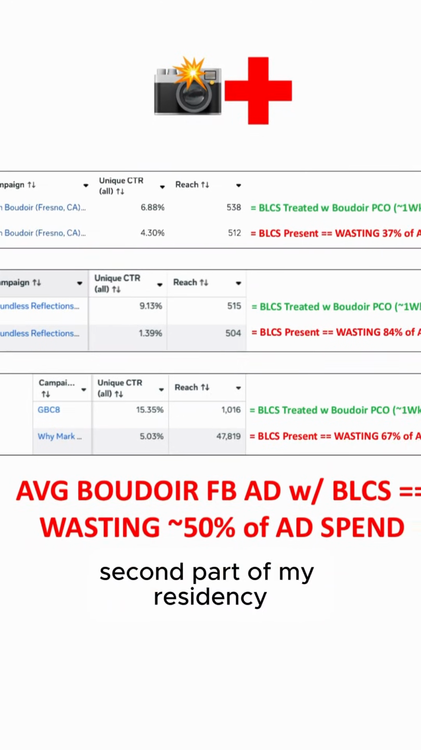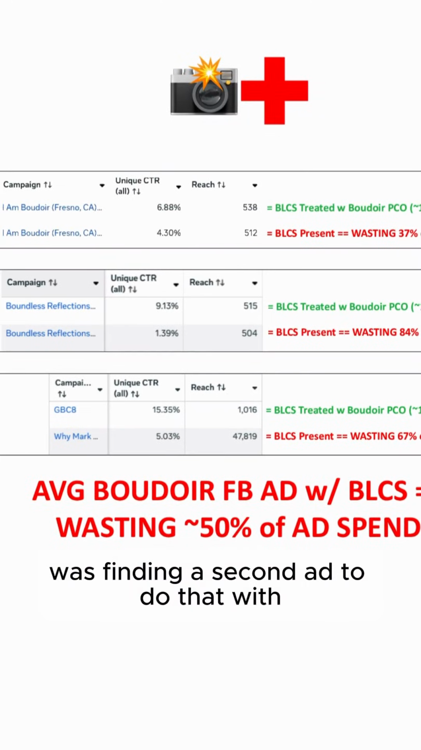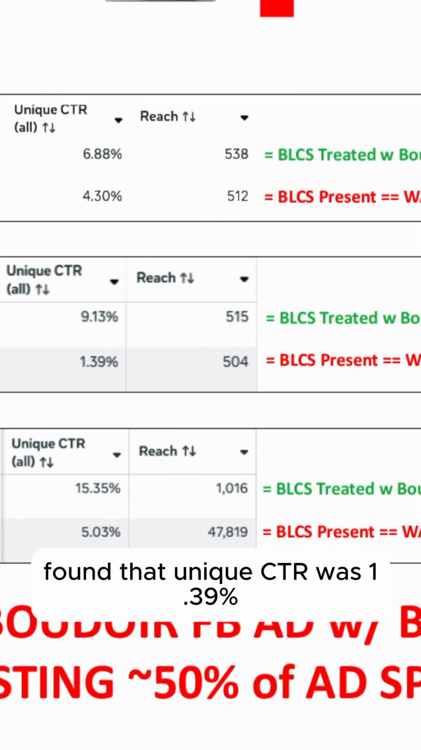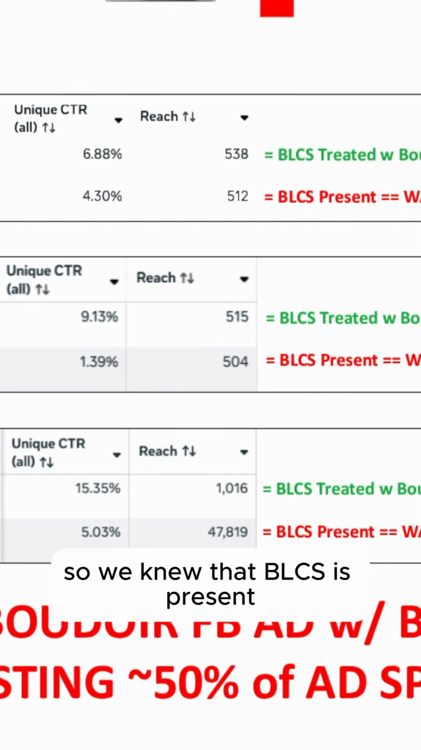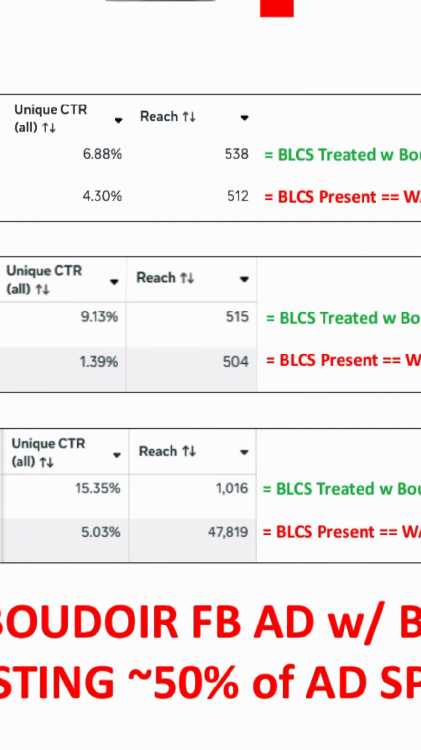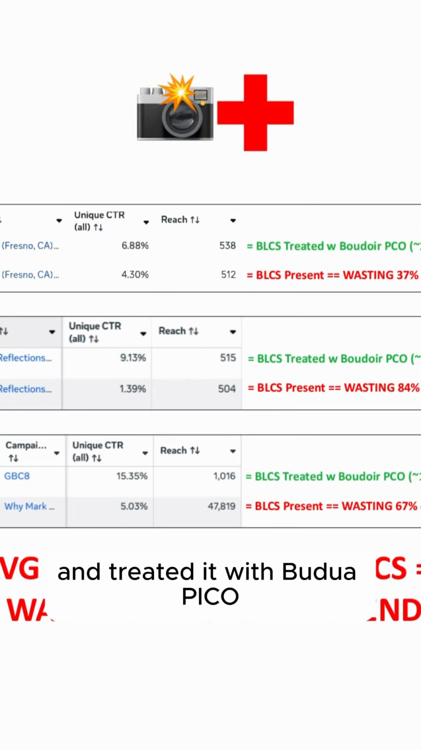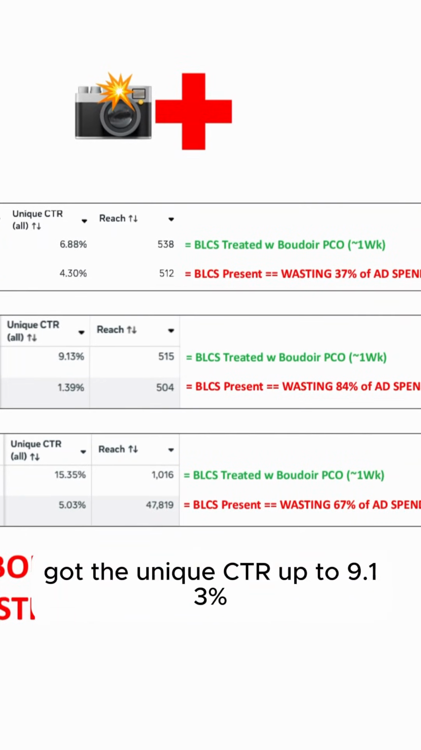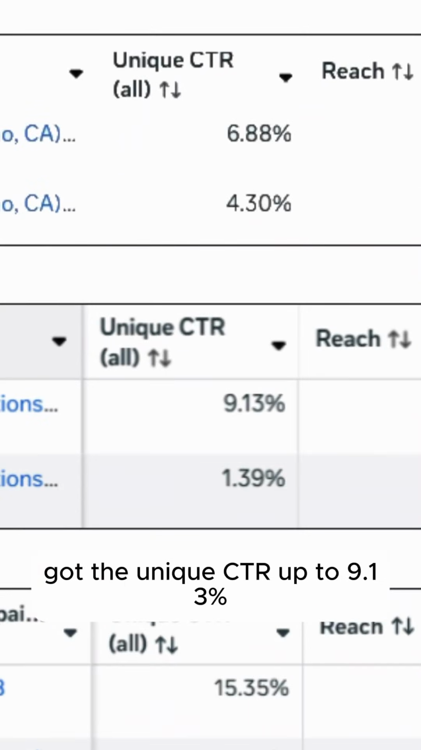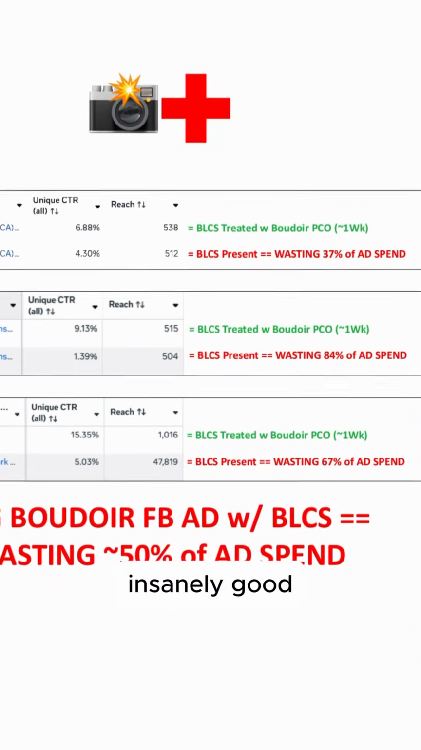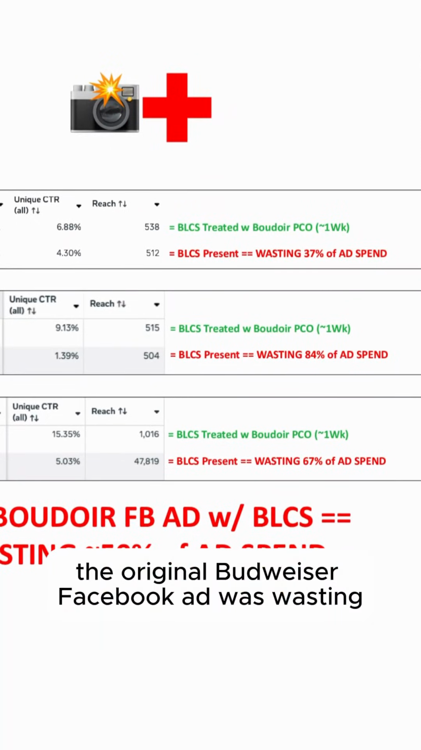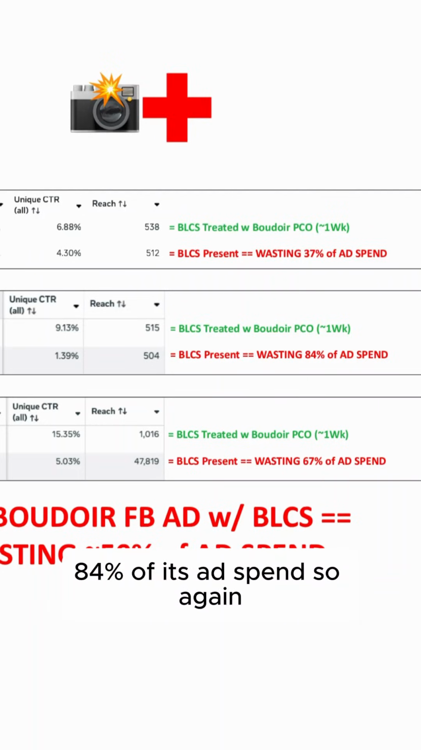Second part of my residency was finding a second ad to do that with. So I found another one out there, brought it to the hospital, tested it, found its unique CTR was 1.39%. So we knew that BLCS is present. So we duplicated that and treated it with Boudoir Pico, got the unique CTR up to 9.13%. Insanely good.